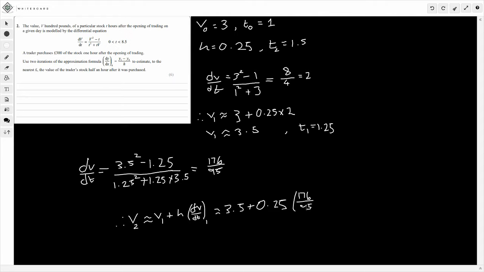If you work this out, what you actually get is approximately 3.963. But remember, V is in hundreds of pounds, so the value of the trader's stock half an hour after its purchase, we'll just call it V for value, is 396 to the nearest pound. 396. So quite a standard one. You just got to be very careful with the rearrangement. But if you're okay with that, it's quite a nice question to open with. So full 6 marks for it, and there we have it.